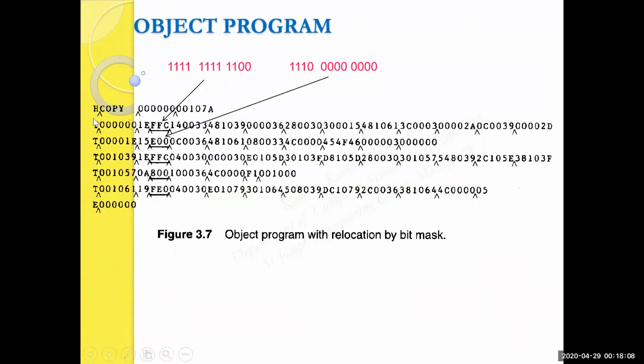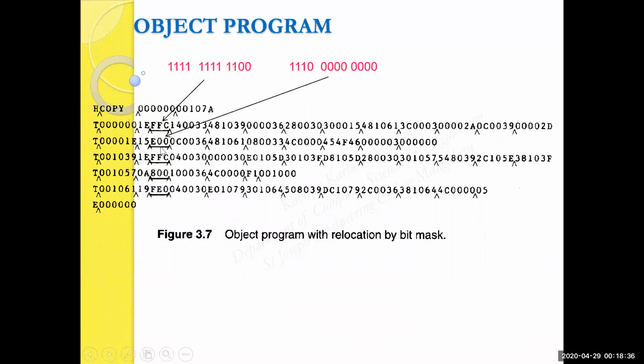So this is the object program that is created for the same program that we have just discussed. FFC means 1111 followed by 1111 followed by 1100. So this one means that 140033 requires modification. The following one means that 481039 requires modification. Likewise, all the instructions here require modification.